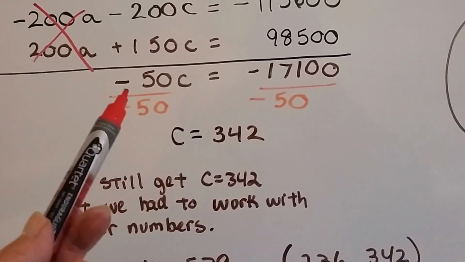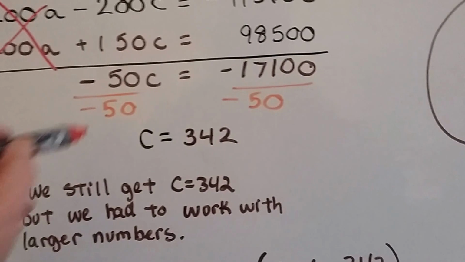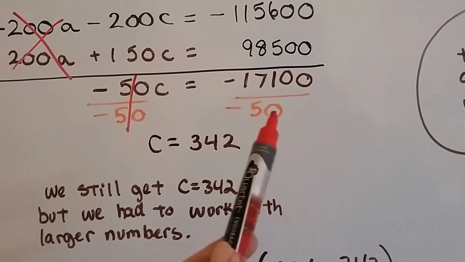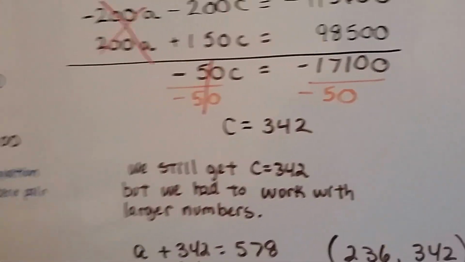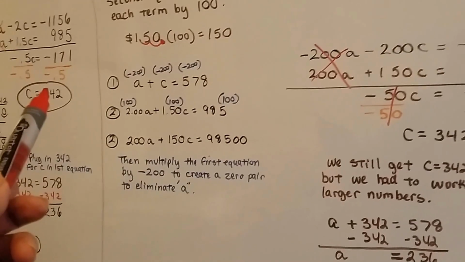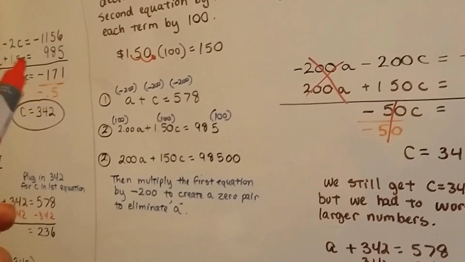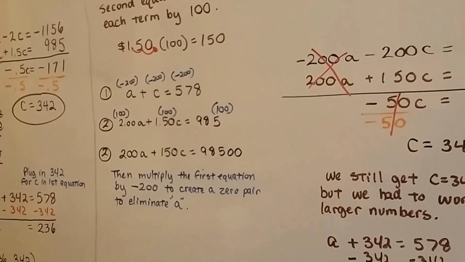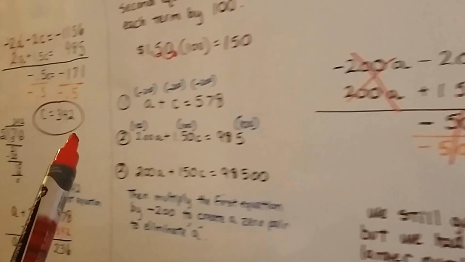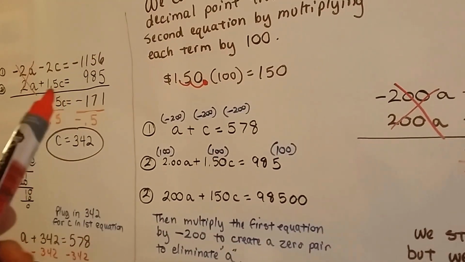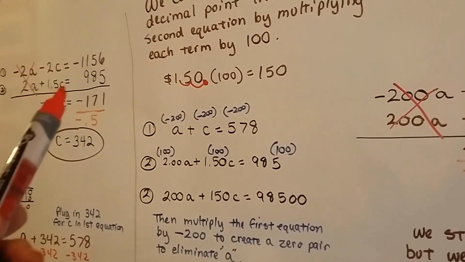When we divide each side by this negative 50 coefficient, that creates a 1 here, and negative 17,100 divided by negative 50 is a positive 342. That's the same number we got over here. See? We're just dealing with bigger numbers because we got rid of the decimal point that way. If you can remember to use a 1.5 for $1.50, that's going to help you. Now, if it's like $1.52, then you're going to have to move the decimal point because there was $1.50 and there was a 0 in the ones place. I was able to just do 1.5.